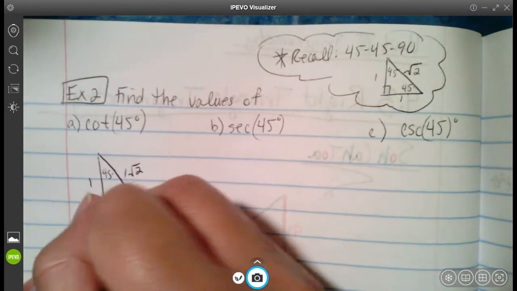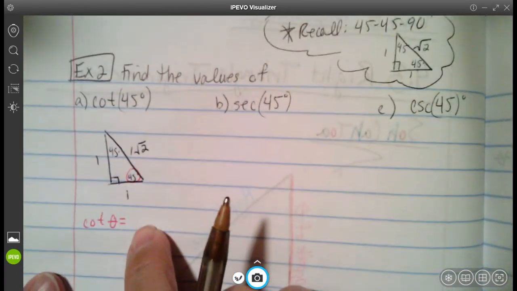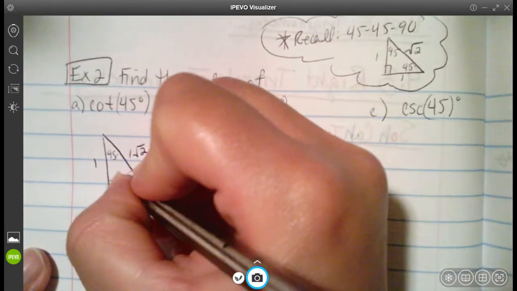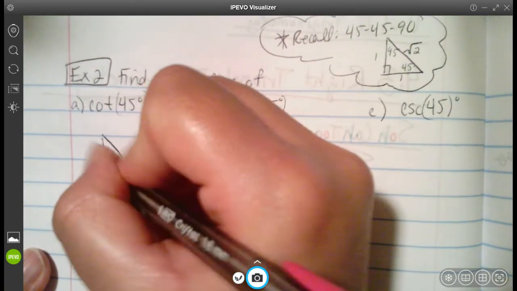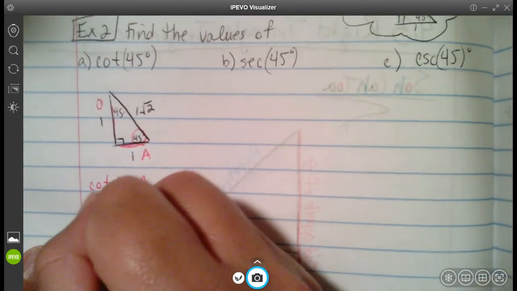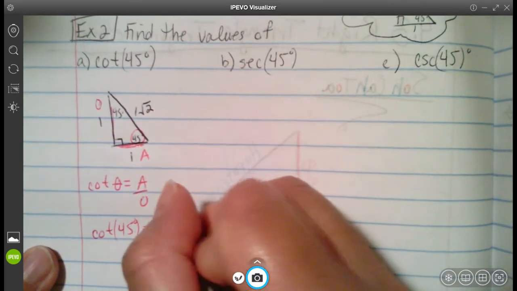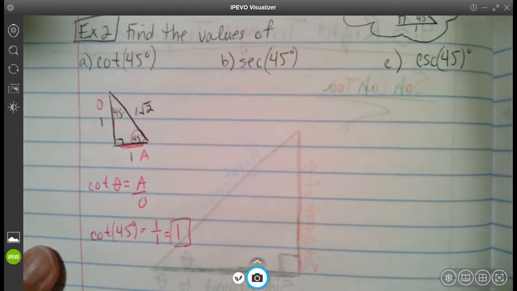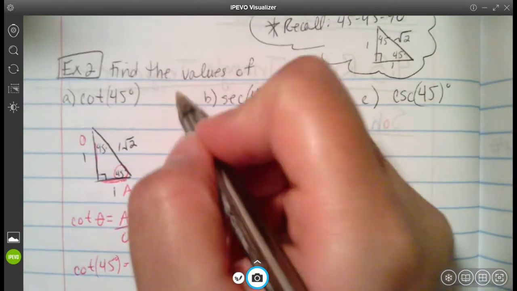So cotangent of any angle theta, according to my foldable, okay, is adjacent over opposite. So we're looking at the adjacent side would be this one, A, and the opposite would be this one, O. So in this problem, it's kind of an easy one. Cotangent of 45 degrees would just be 1 over 1, which is just 1. Easy as that.